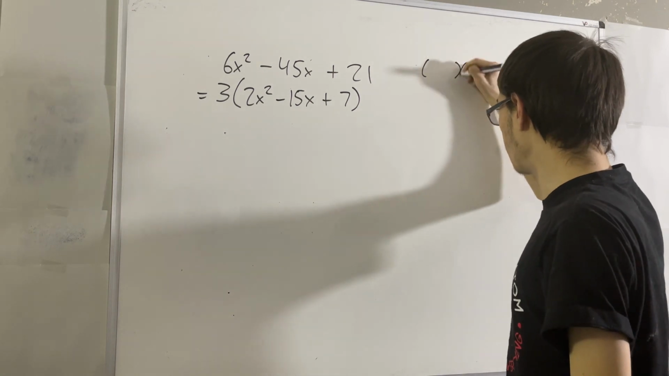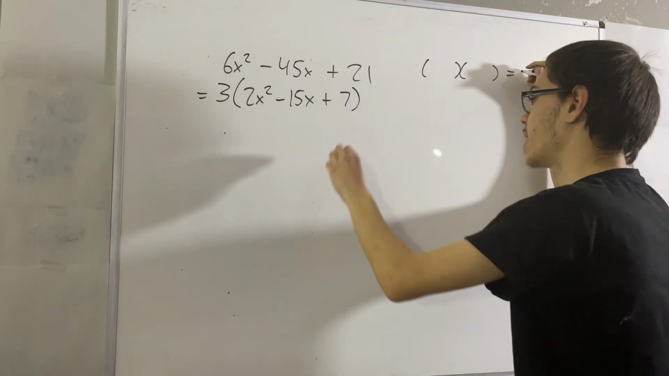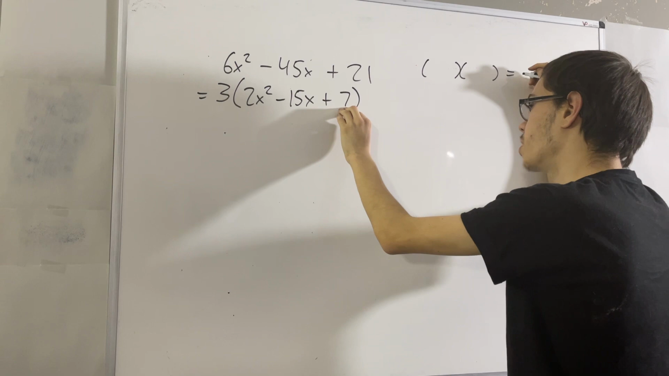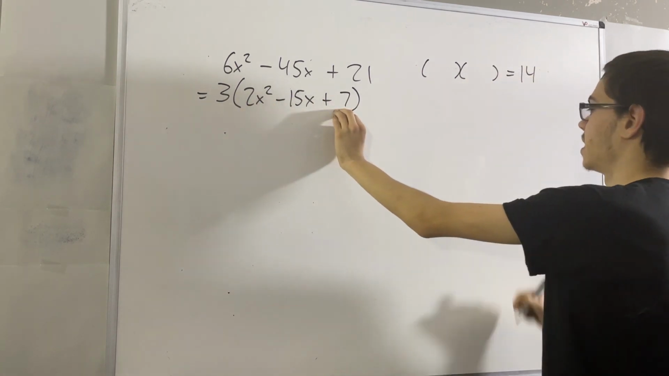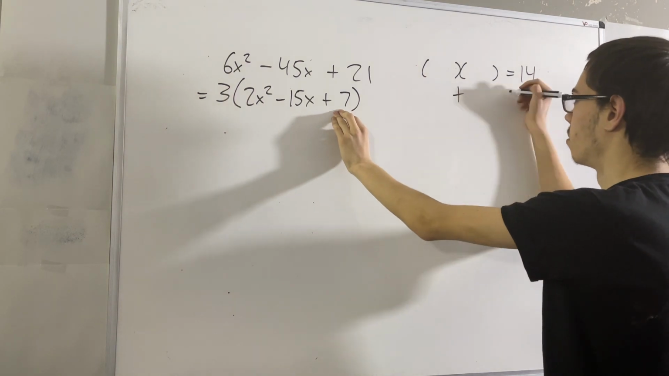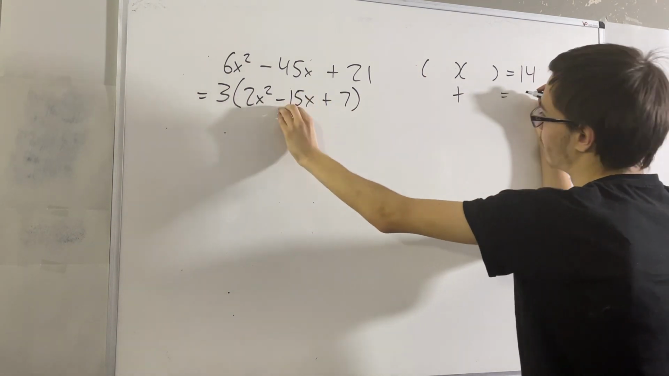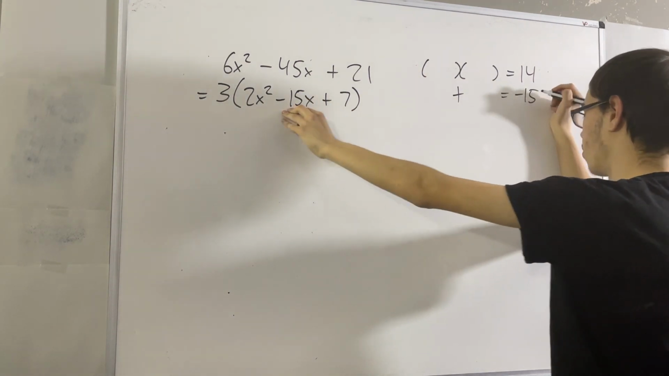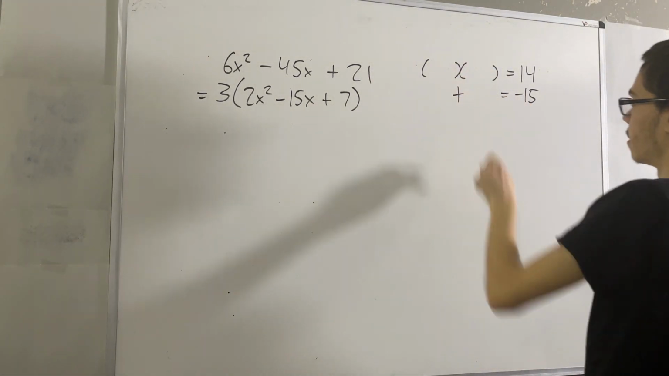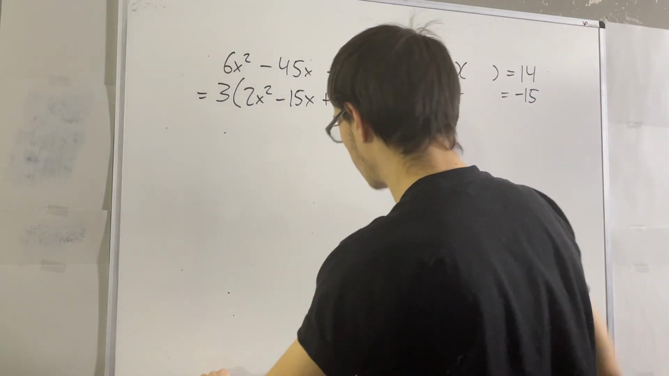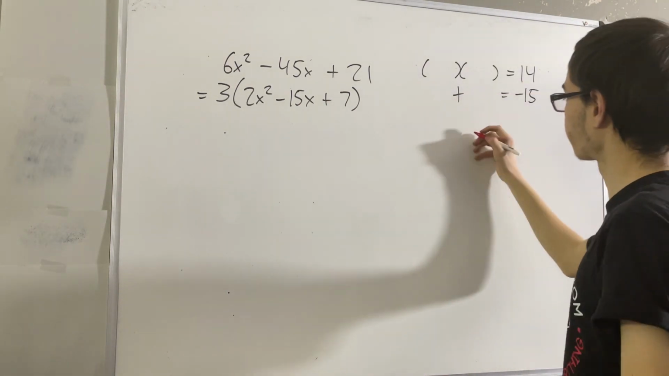Instead of thinking of two numbers that multiply to make 7, we're thinking of two numbers that multiply to make 2 times 7, or in other words, 14. But it's still at the same time add to make this number, negative 15. That's the only difference at this point. So really, we're still finding these two magic numbers. And to find those two magic numbers, we're still considering the factors of 14.